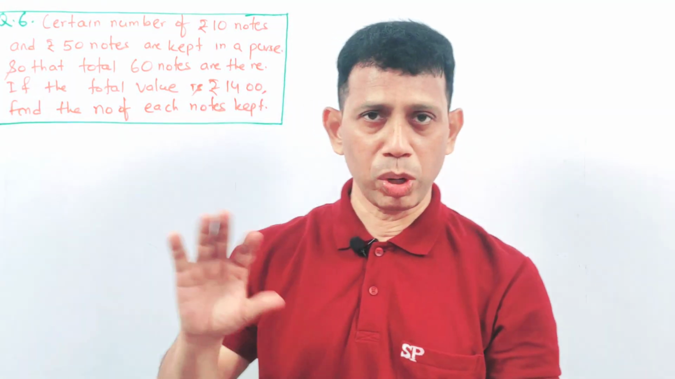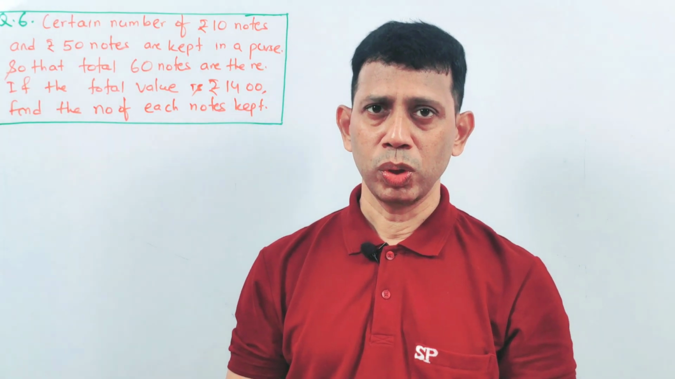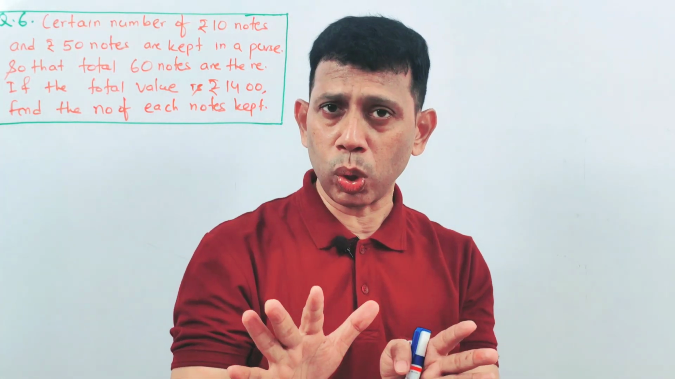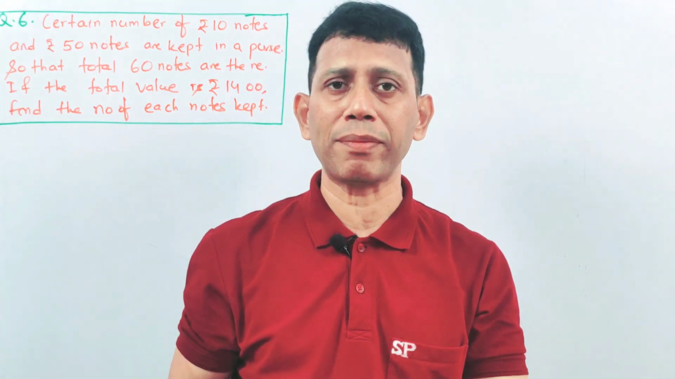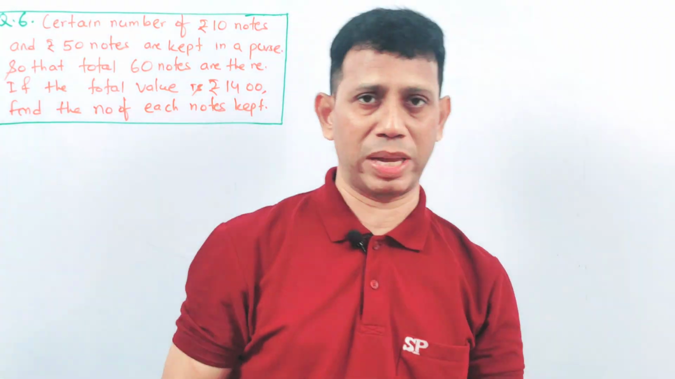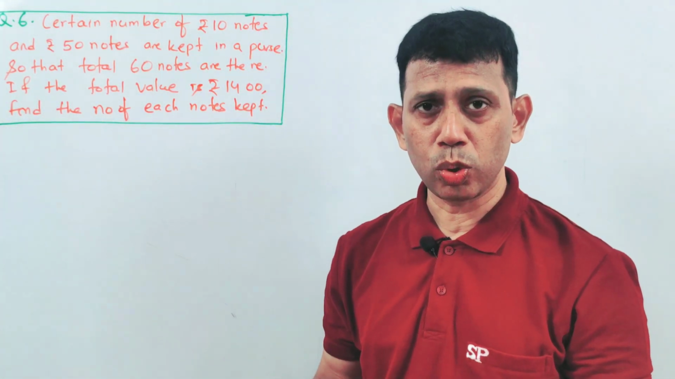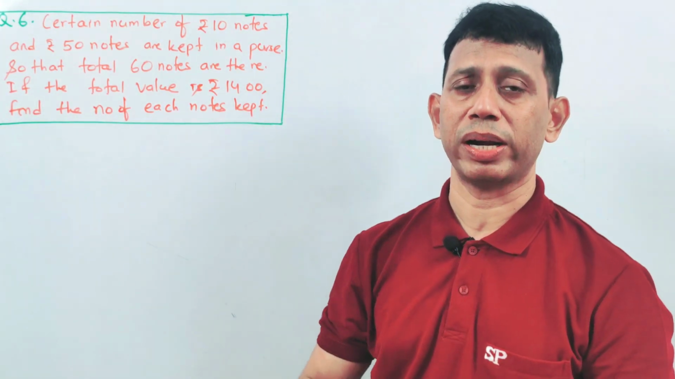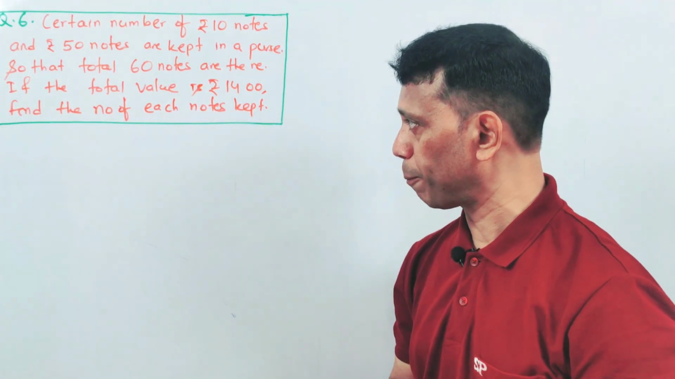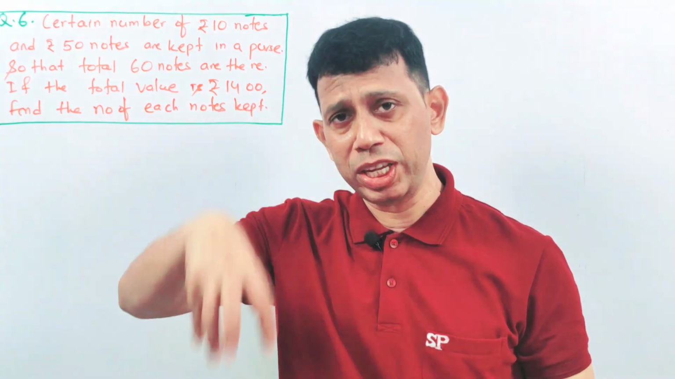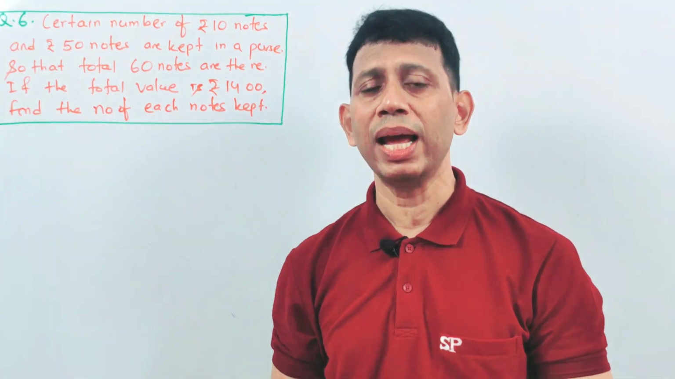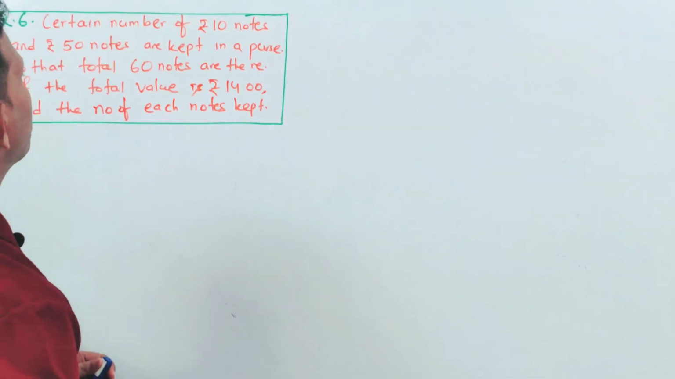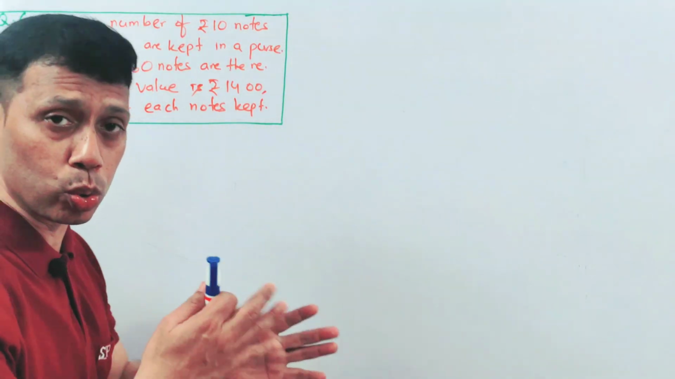So few 10 rupee notes you have kept and few 50 rupee notes you have kept. Total number of notes is 60, but you don't know how many 10 rupees notes you have kept and how many 50 rupees notes you have kept. But the total value, total money that is in your purse is rupees 1400. Find the number of each note. How many 10 rupee notes are there and how many 50 rupee notes are there? Let us find. Now, see how to do that.